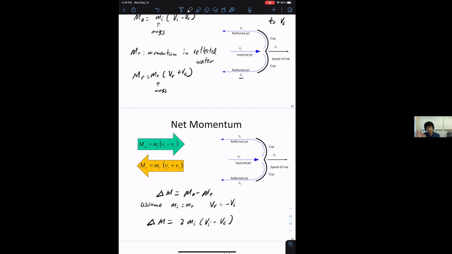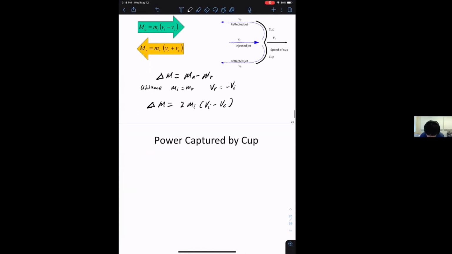Our next step is simply to convert the momentum to power. We want to convert this to power. So let's see how we do that. Any ideas? How do we convert from momentum to power? Anybody remember this conversion? We know the net momentum captured by the cup is 2m times the speed difference. And what is the power captured by the cup?